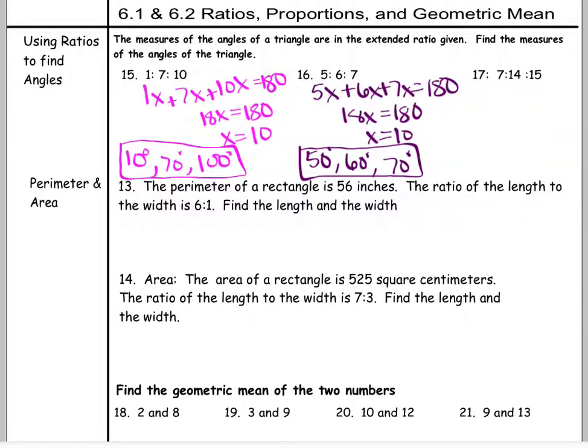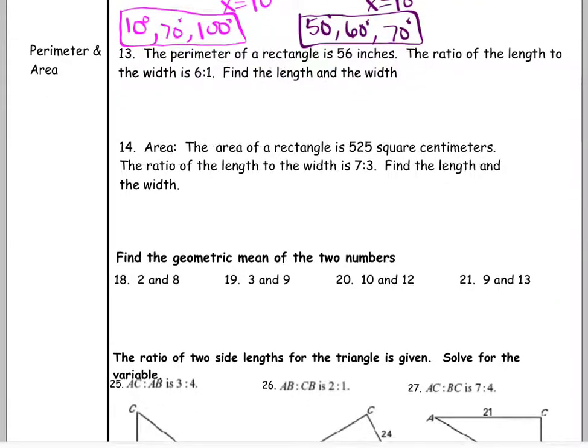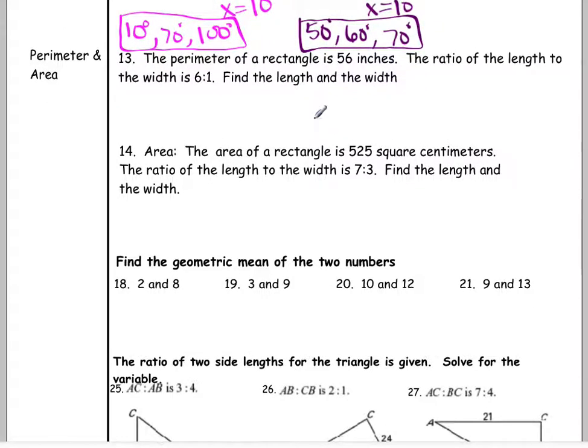So moving on to a different type of problem here. It says the perimeter of a rectangle is 56 inches. You know that that's all the way around the rectangle. So if I were to draw a rectangle here, perimeter adds up all four sides. So I'm just going to write that down. 56, not 66. There we go. 56 inches.